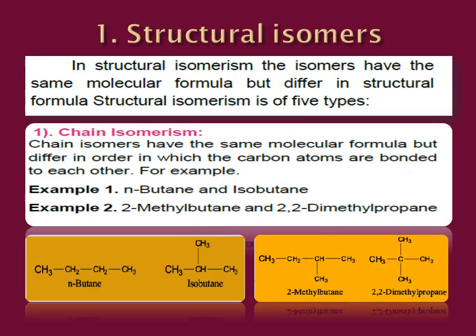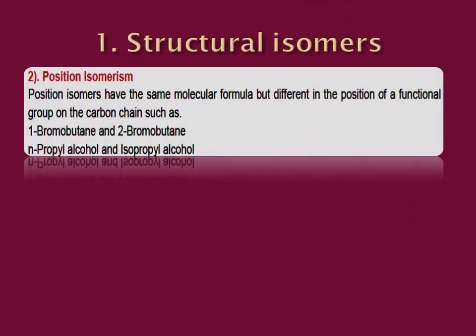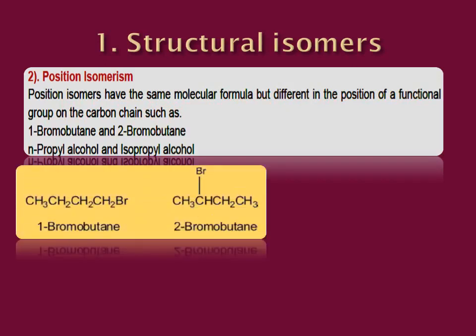Now students, the second type of structural isomers that we are going to study is position isomerism. Position isomers have the same molecular formula but differ in the position of a functional group on the carbon chain. For example, you can see 1-bromobutane and 2-bromobutane. The chain comprises 4 carbon atoms in both of these isomers. But what is the difference? The difference is in the functional group which is attached to the chain.